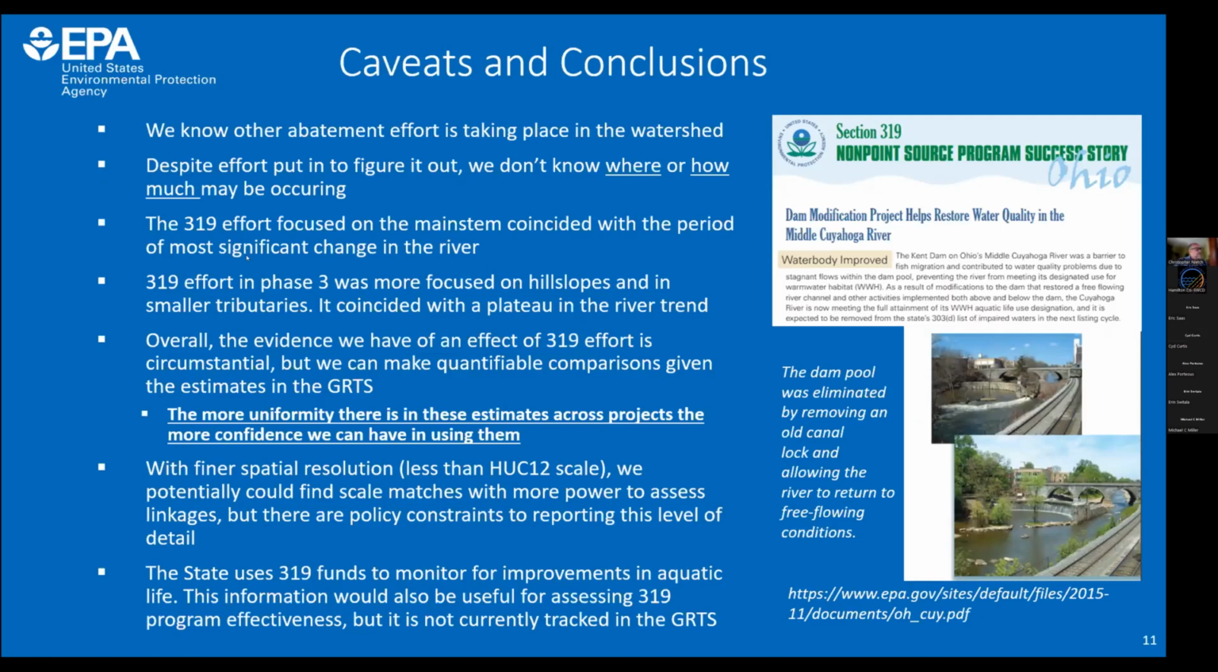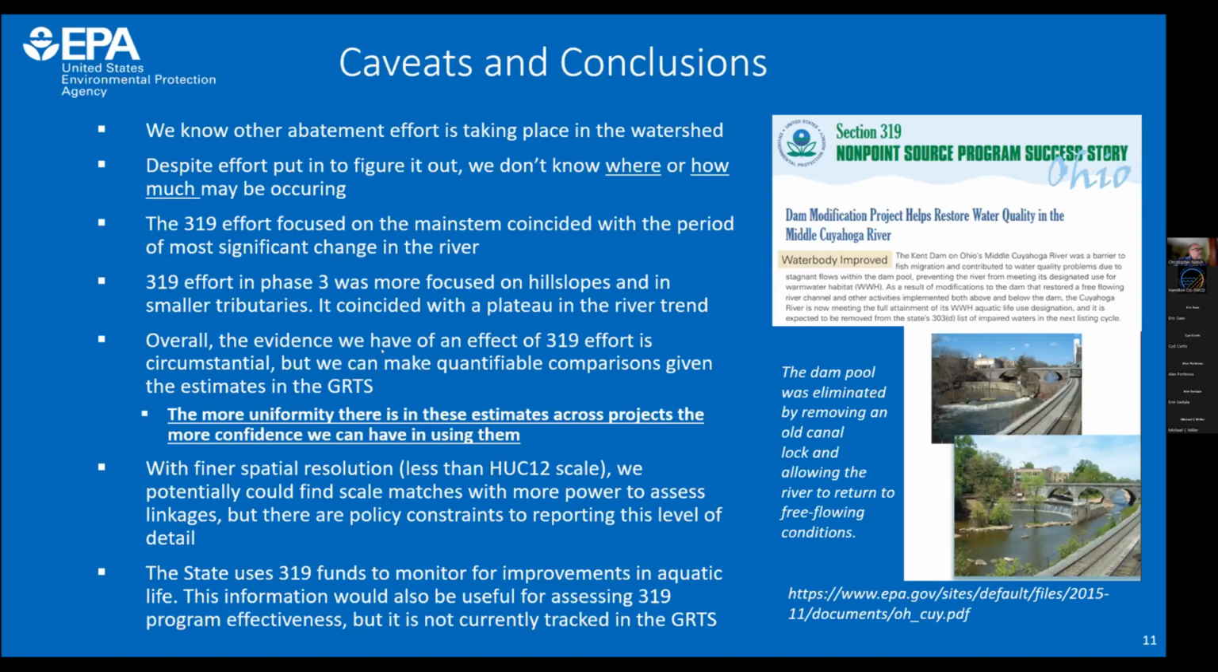The 319 effort focused on the main stem. That was happening early on between the 2007 and 2011 phase. It was mostly main stem oriented, and that was the most significant change in the river. The 319 effort in phase 3 was more focused on hill slopes and in smaller tributaries, kind of stormwater management oriented, and it coincided with a plateau in the trend in the river.